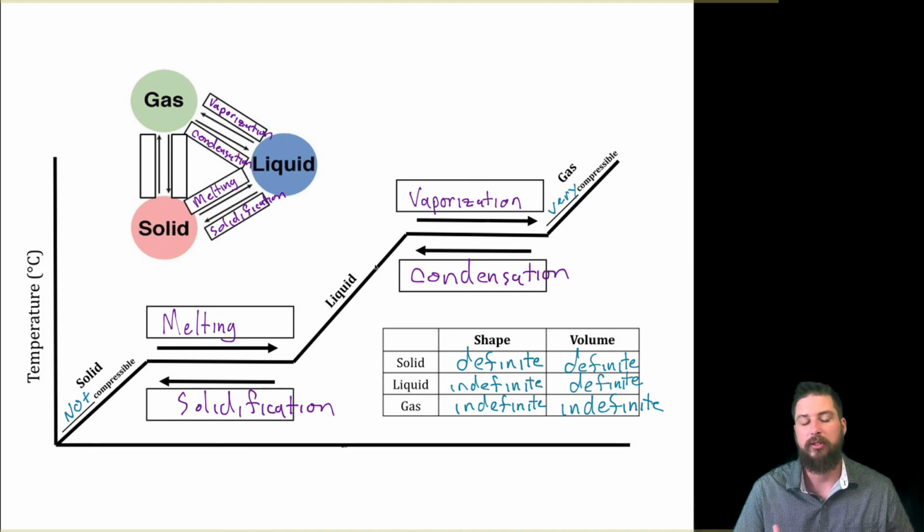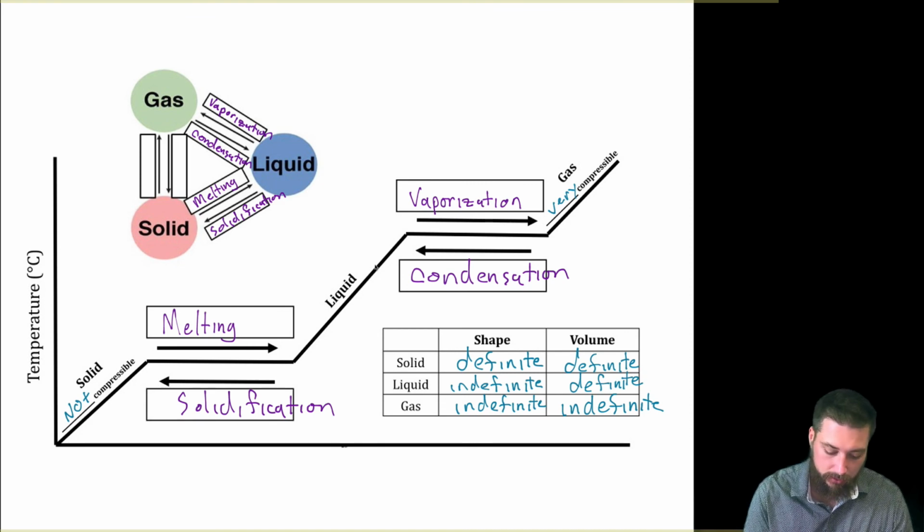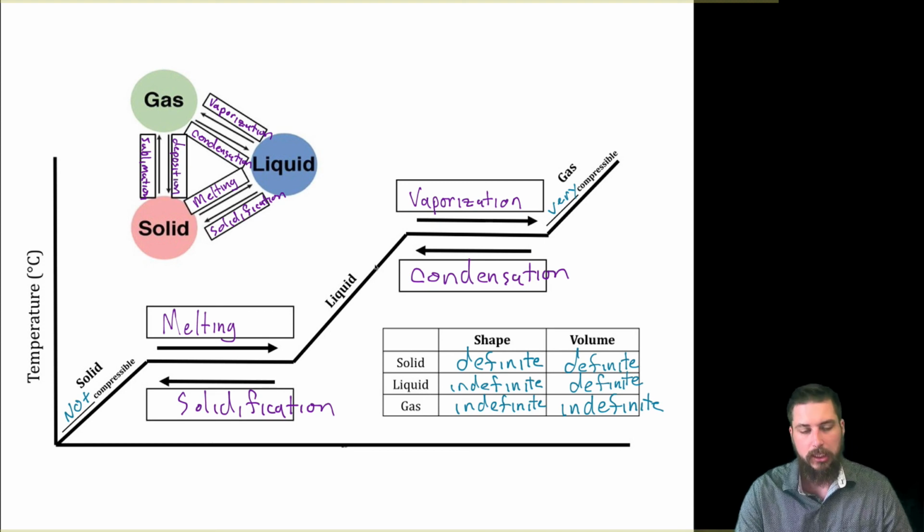Now, the only thing we haven't talked about is going between solid and gas. When we go from a solid to a gas, that is called sublimation. And then when we go from a gas to a solid, that's called deposition. And so if you need more time to write this in, go ahead and pause the video at any point.